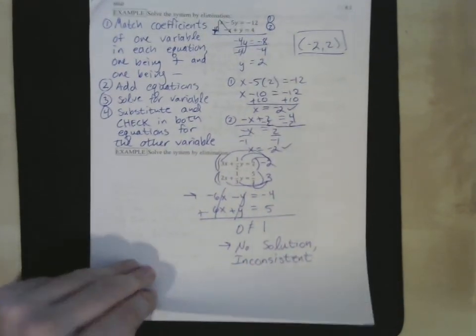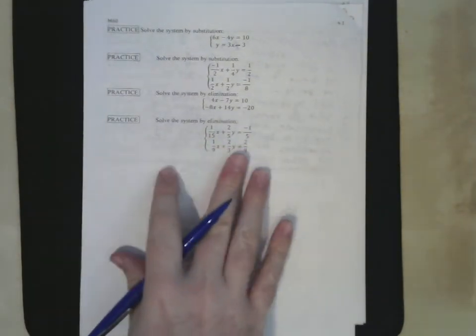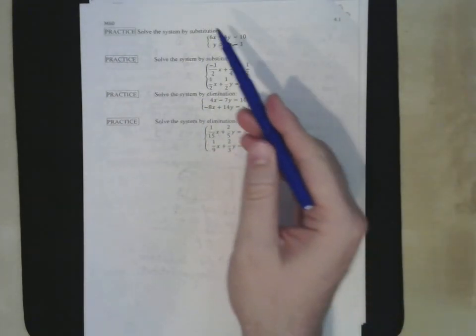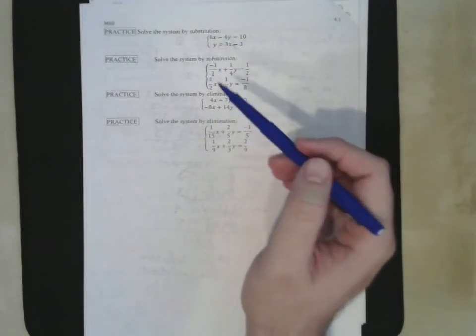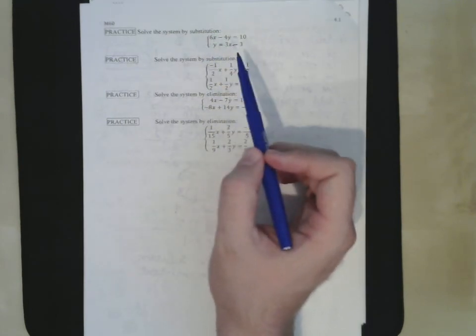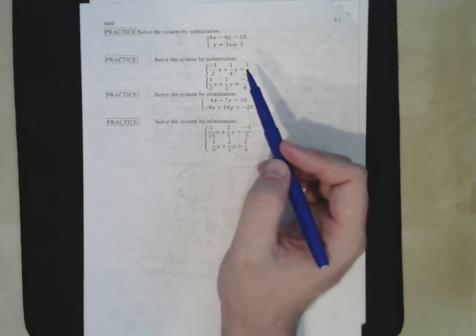The last 4 are practice problems, where I'm asking you to solve by substitution and elimination. Now the practice in Canvas is going to be a little bit different on these because I want you to use the right solution method. So on the substitution, I'm going to be asking what you solved your variable for, and then what your solution was after that.